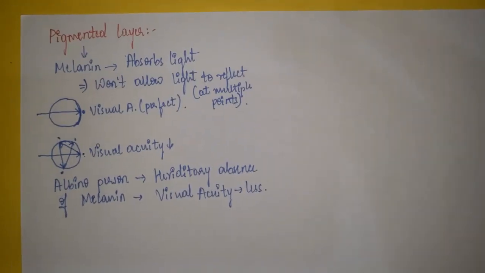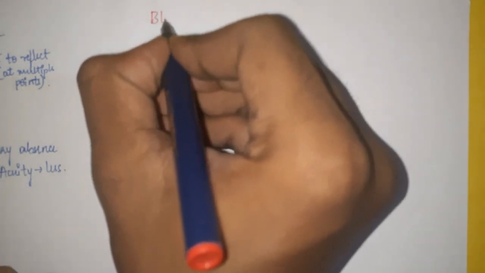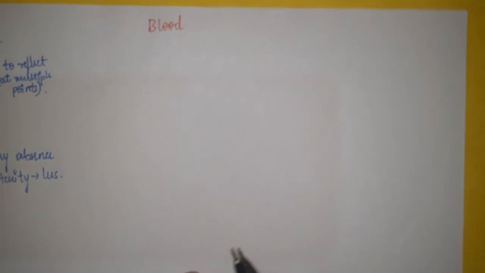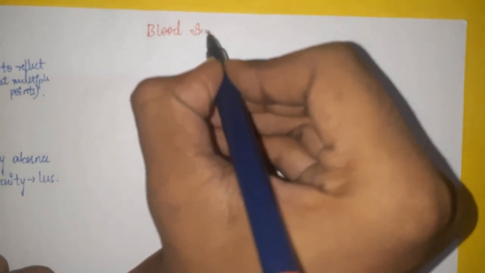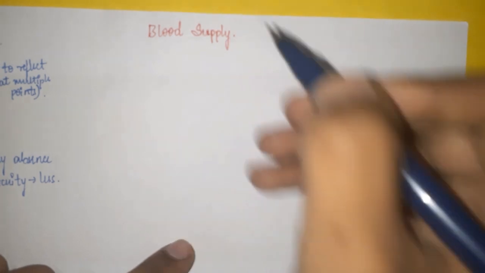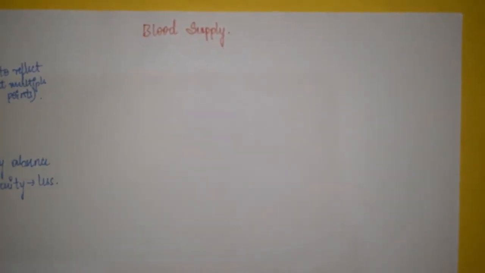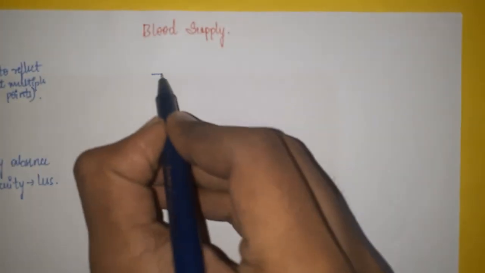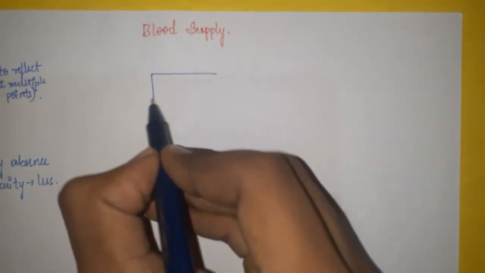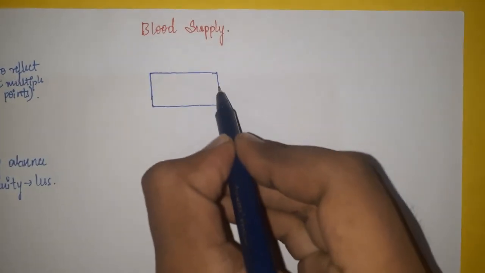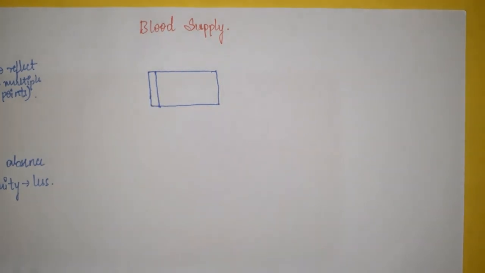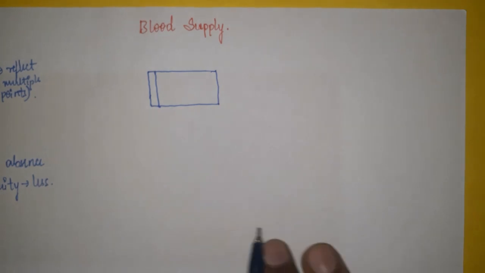Now I will discuss the blood supply of the retina, and a little bit of clinical condition related to the blood supply. Retina receives blood and nutrients from two sources. So consider this diagram. This is the retinal layer. I am writing the section. This is the layer of optic nerve.